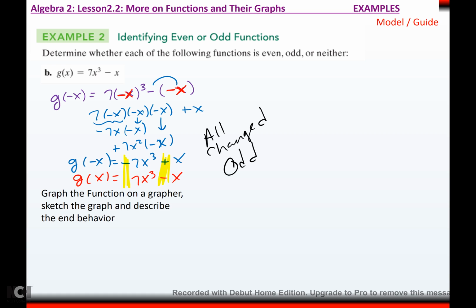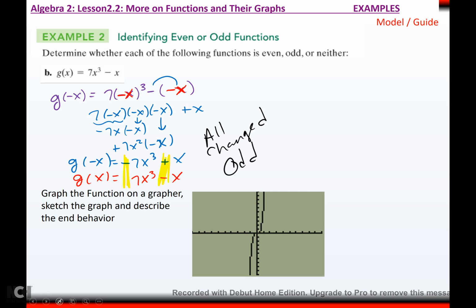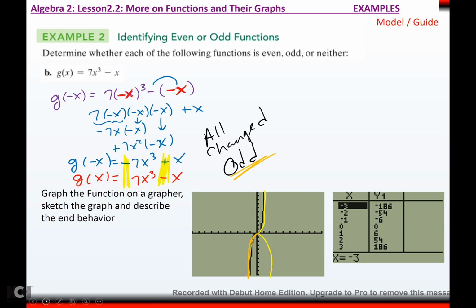Okay, graphically, I can check, and again, if I can draw the right-hand side, reflect it upside down, and reflect it over, then it's an odd function. And you can see the yellow went down to yellow, then flipped over to orange, and it redrew half of the graph. So yes, this is an odd function. I can also check my table of values.